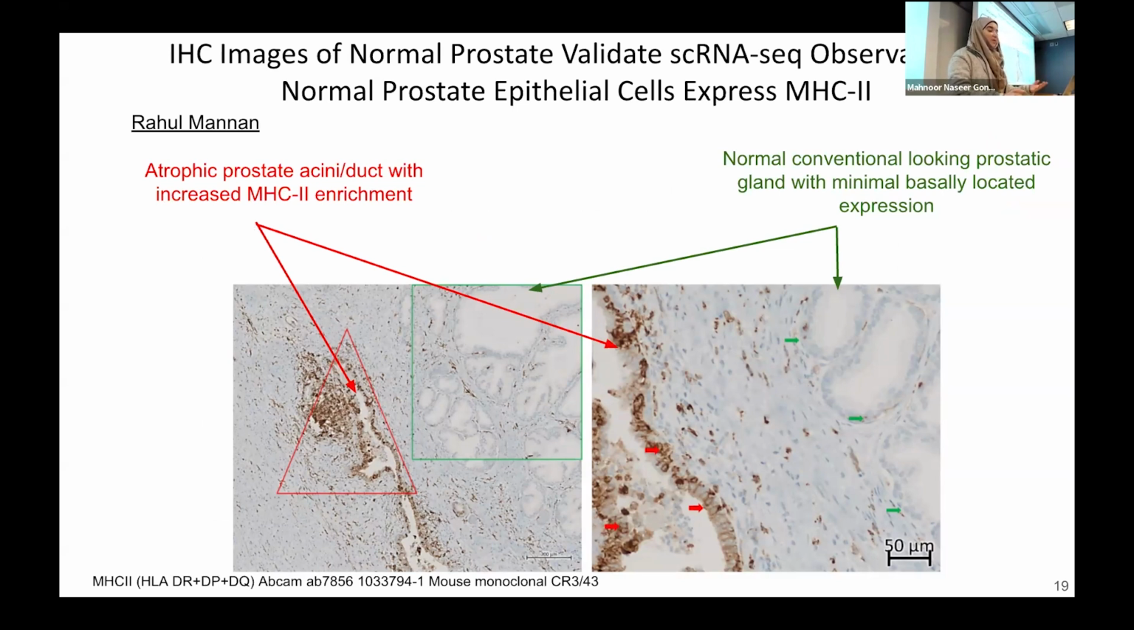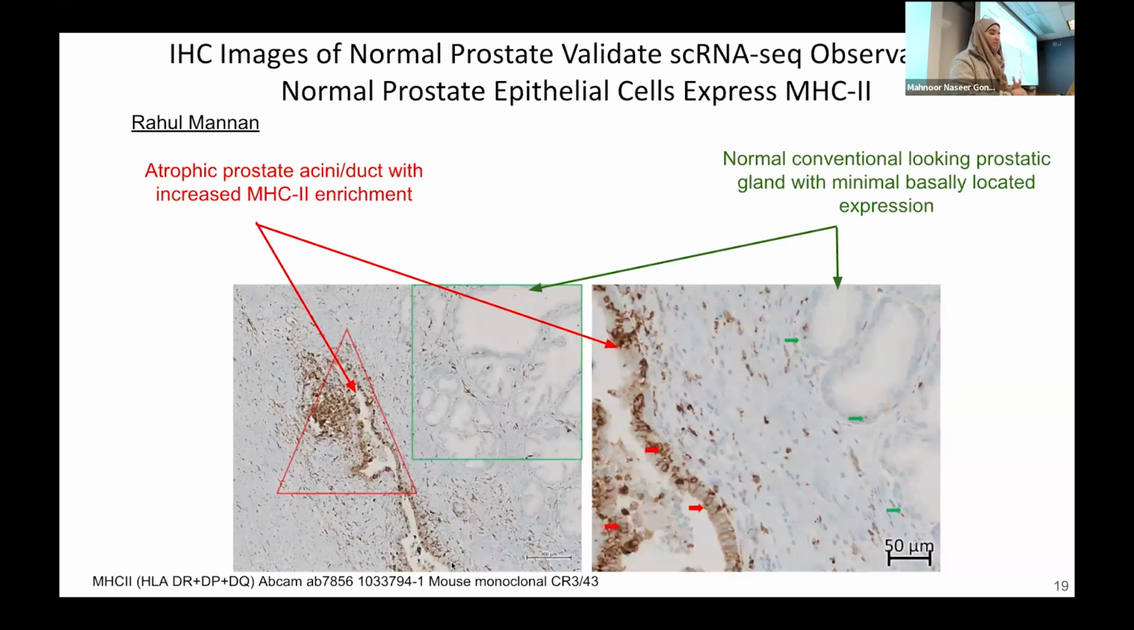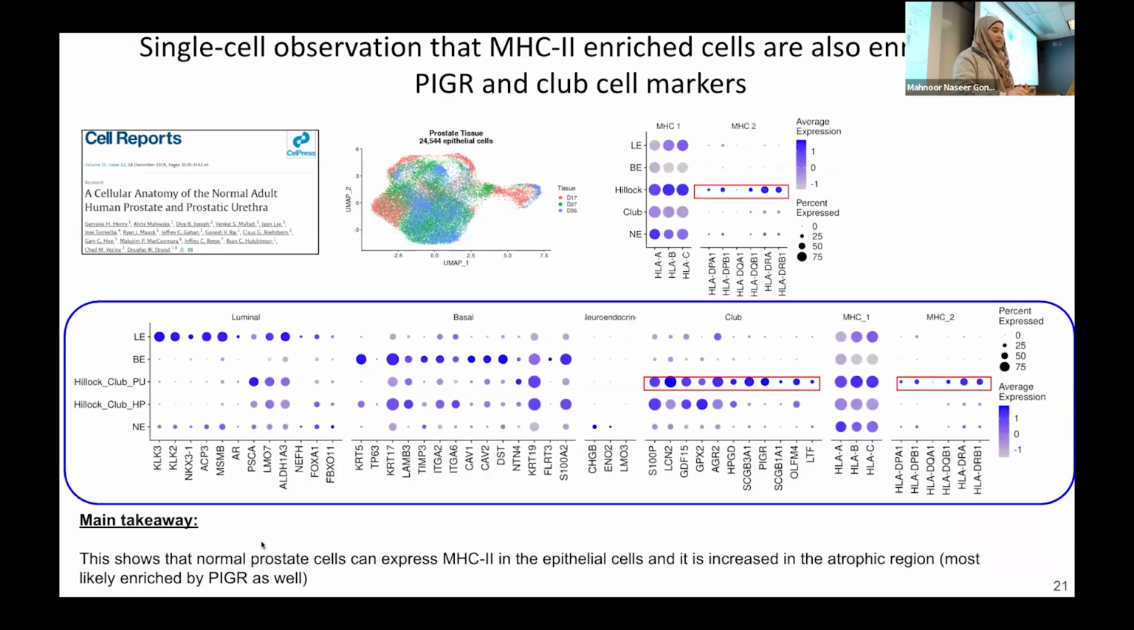So we wanted to dig deeper. Dr. Rahul had already done PIGR staining previously in one of his papers. He saw that this trend, this morphology, resembled a PIGR morphology. Interestingly, PIGR is also a marker for club cells.